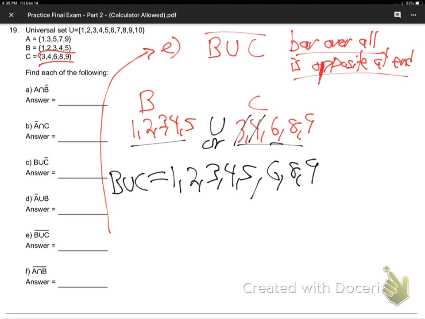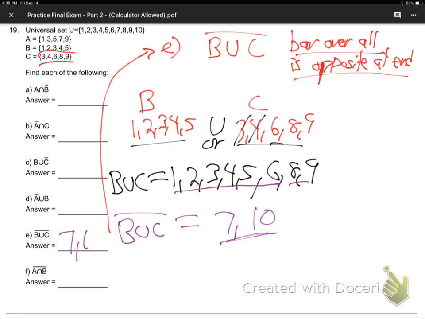So we haven't done the not yet. Haven't done the opposite yet. That's just B union C. And now, take the opposite of that. What's not in there? 1, 2, 3, 4, 5, 6, 7's not in there. 8, 9, and 10. Just be 7 and 10. Let's try part F.